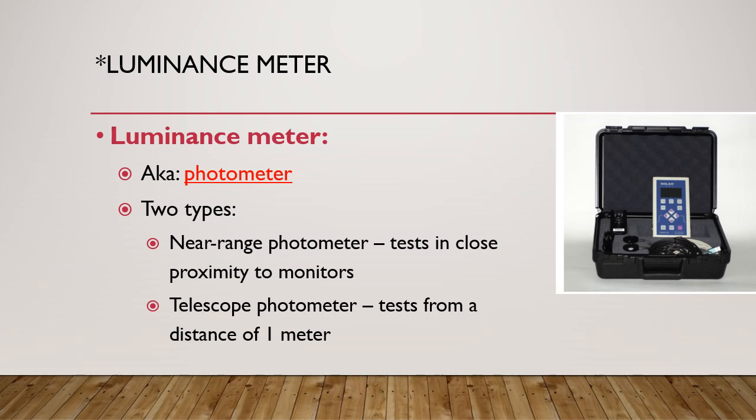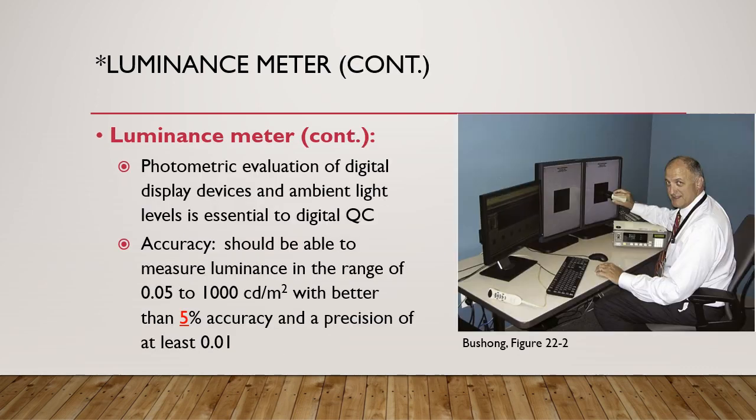There's a luminance meter, which is also known as the photometer. There are two types: the near-range photometer, testing close-range monitors, and there's a telescope photometer, which tests from a distance of 1 meter. Photometric evaluation of digital display devices at ambient light levels is essential to digital QC. The accuracy should be able to measure luminance in the range of 0.05 to 1,000 candelas per meter squared with better than 5% accuracy and a precision of at least 0.01.